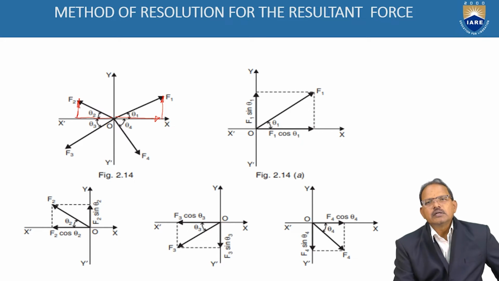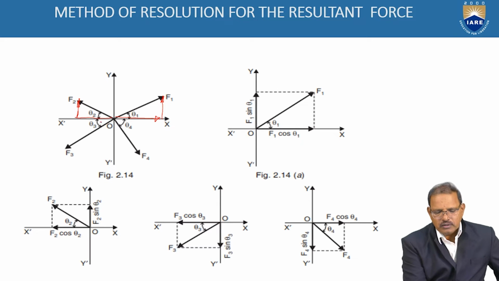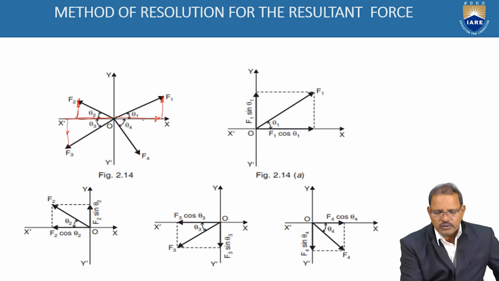That is, the horizontal component is treated as negative, which is equal to F2 cos theta 2, but it is acting toward the left hand side, so it is treated as negative. The y component is F2 sin theta, acting in the upward direction. Similarly, F3 is there now. While drawing the components of forces, one is along the x direction and one along the y direction. The horizontal component of force is acting toward the left hand side. The vertical component is acting in the downward direction and is treated as negative. Similarly, F4 is there now.